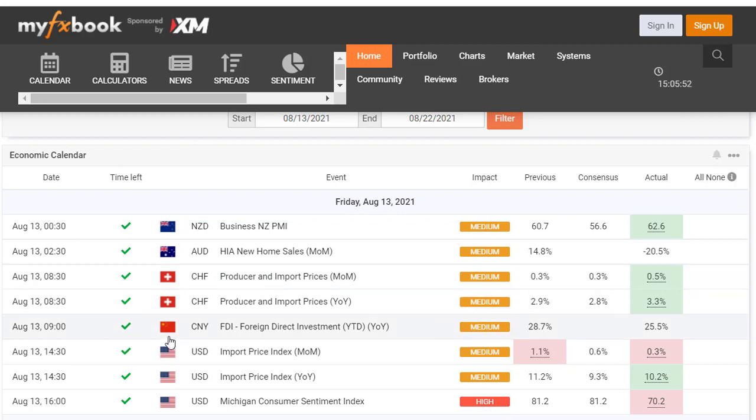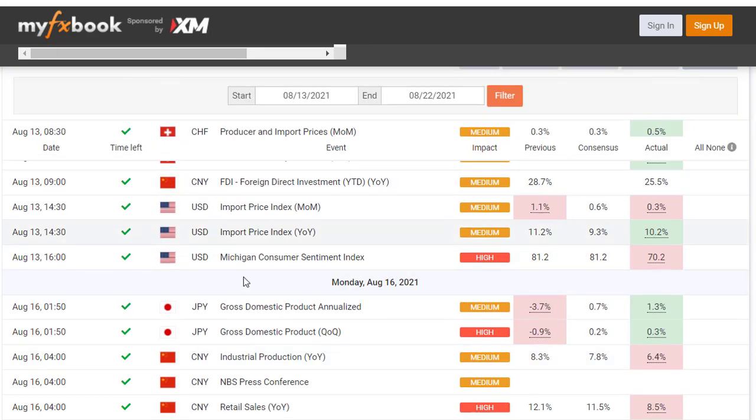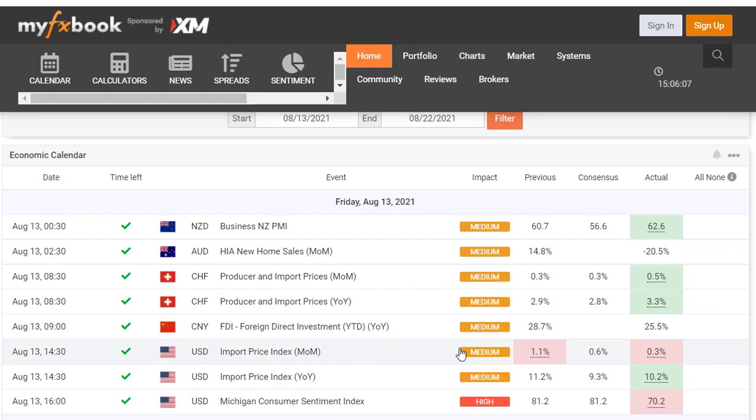So what I'm looking at here are all the major countries from the major currencies, the New Zealand dollar, the Swiss franc, and so on. I do have China included here, even though I'm not trading the Chinese currency. Of course, there's United States and so on. And what I'm looking for are numbers from the different countries that I know move currencies.